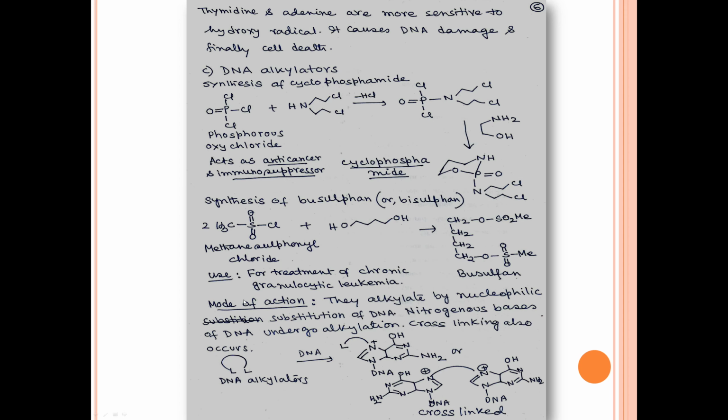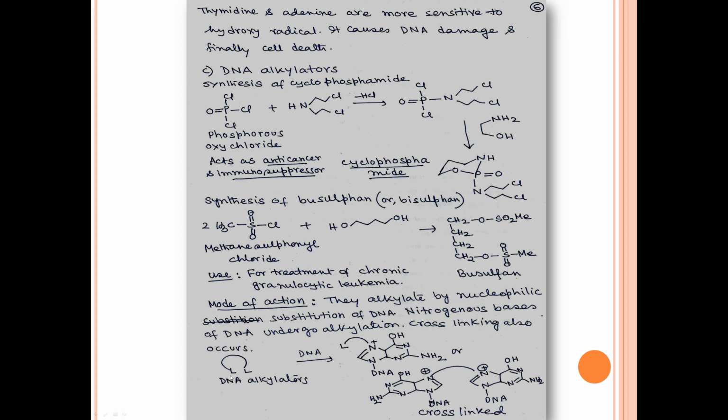Whether it is a DNA alkylator, they alkylate by nucleophilic substitution of DNA. So nitrogenous bases of DNA undergo alkylation. There are so many nitrogens in the DNA bases, so they undergo the alkylation, and the alkylating agents are the DNA alkylators, like cyclophosphamide or busulfan. Cross linking may also occur.